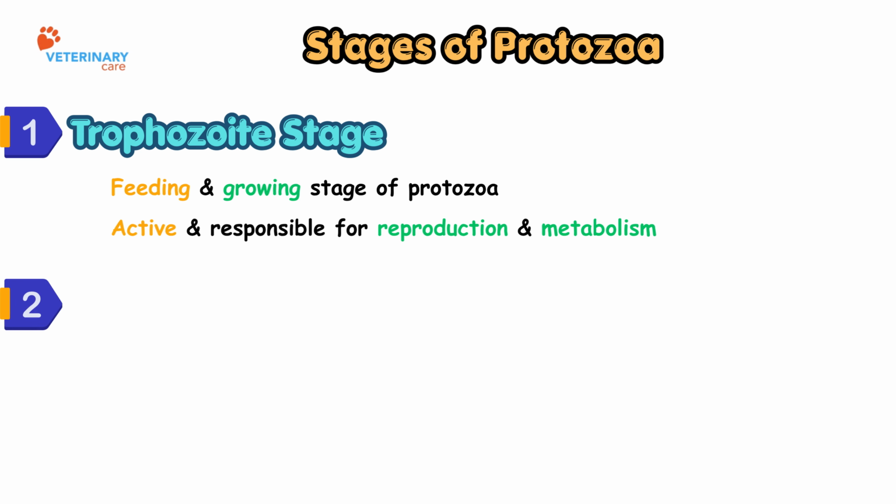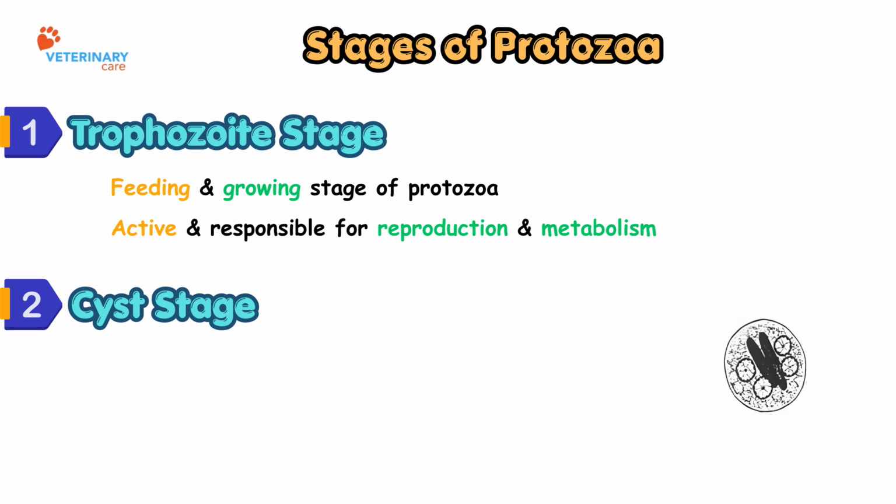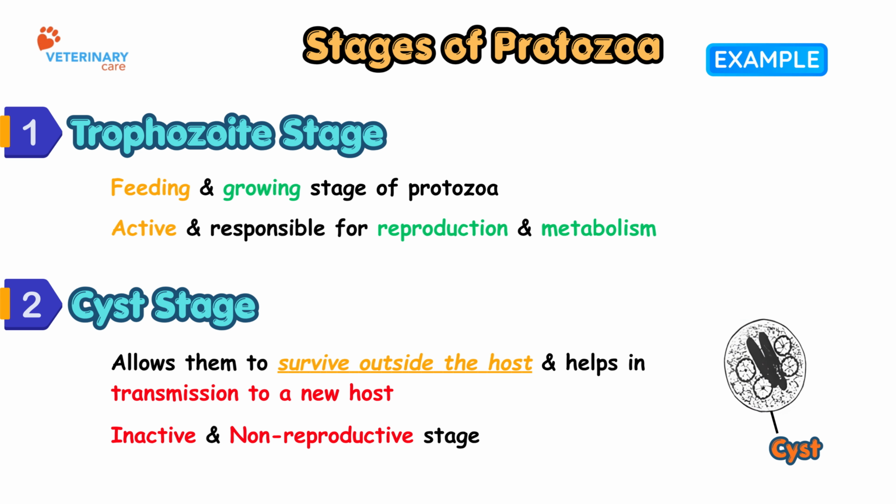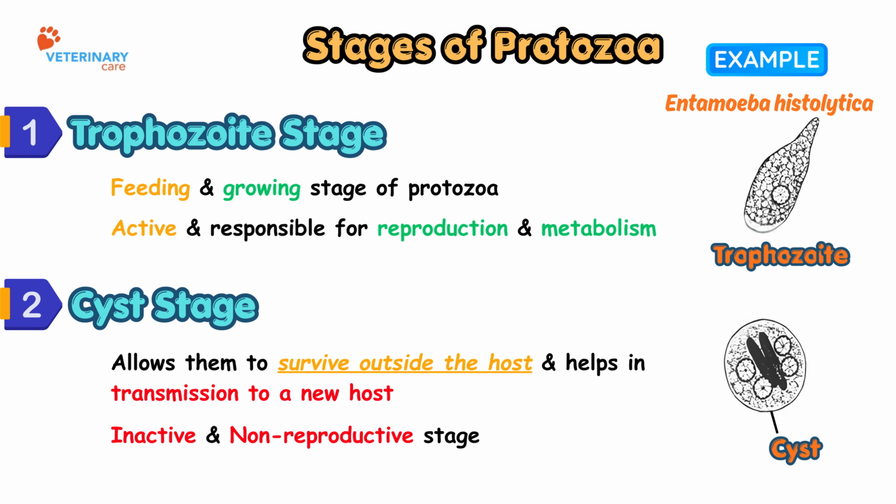The second stage is the cyst stage. In this stage, protozoa form a protective capsule called a cyst. This allows them to survive outside the host and helps in transmission to a new host. This stage is inactive and non-reproductive. For example, Entamoeba histolytica has an active amoeboid trophozoite stage and a non-motile cyst stage containing 4 nuclei.